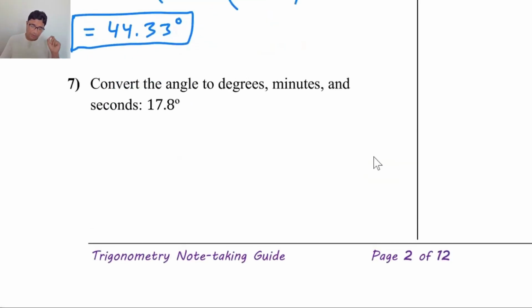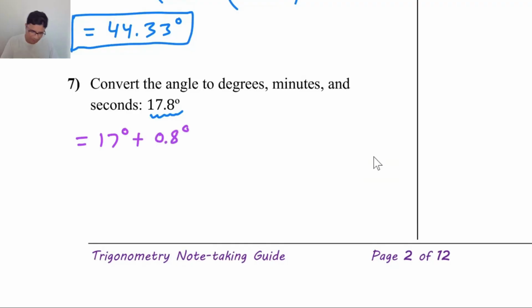All right. Convert the angle to degrees, minutes, and seconds, and you have 17.8 degrees. Now we're doing the reverse, right? We're going from decimal degrees to minutes and seconds. Now, reverse engineer the whole process. This is 17 degrees plus 0.8 degrees.